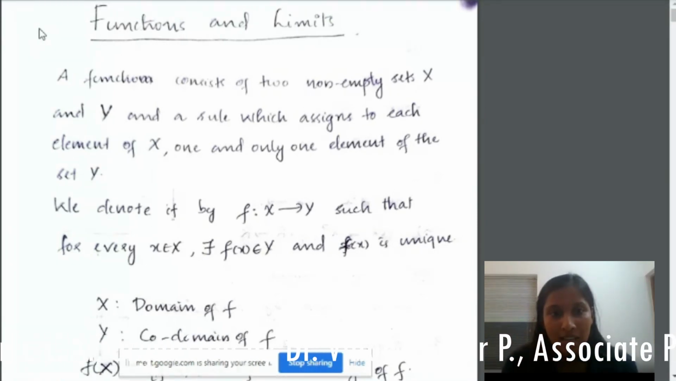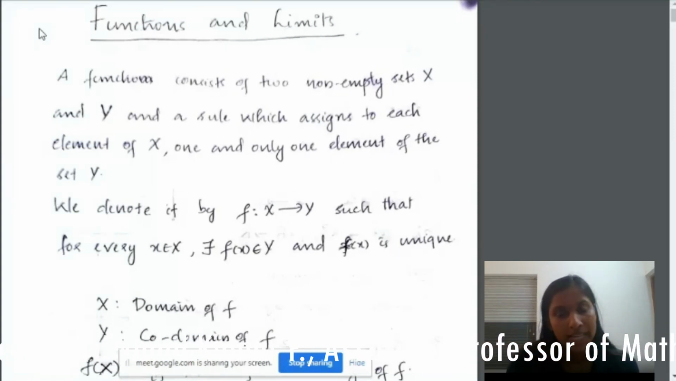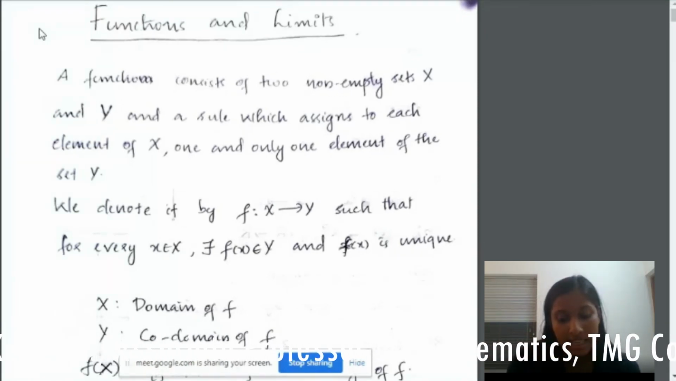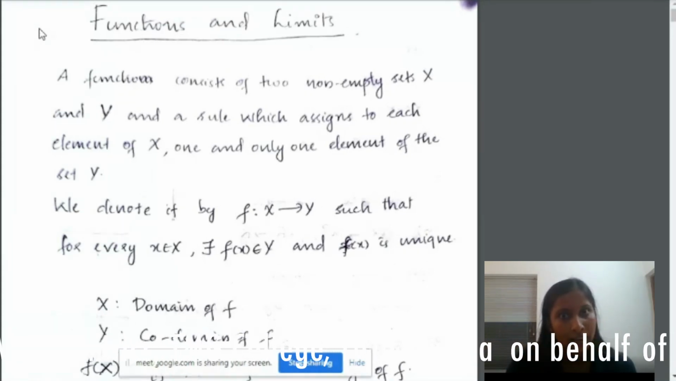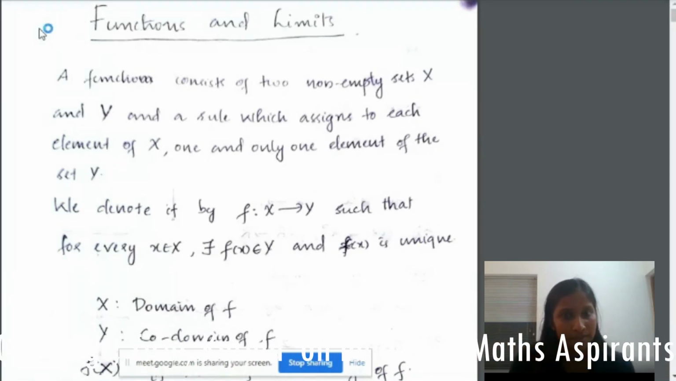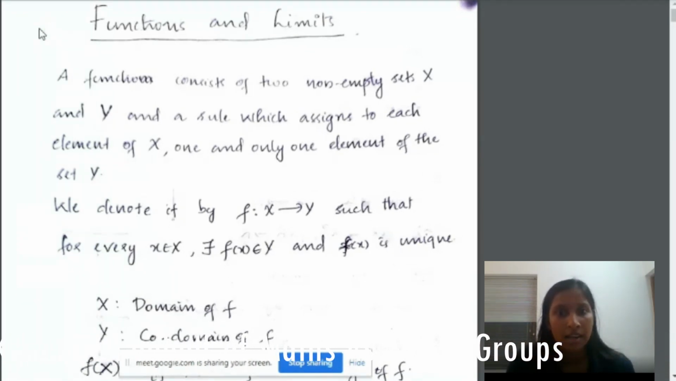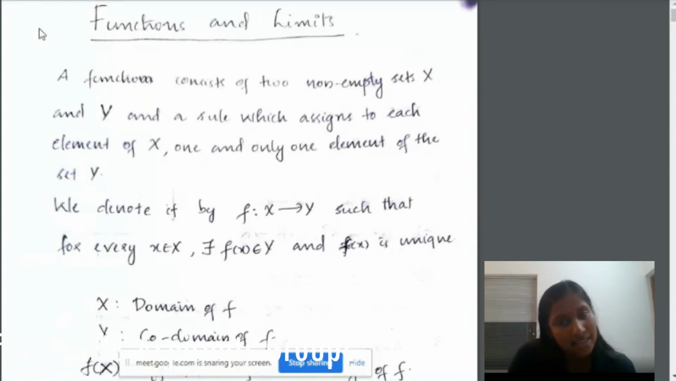So what is a function? Actually, a function consists of three elements. The first one is the starting set, the second one is the ending set, and the third is the process that the function does between the starting stage and the ending stage. So a function consists of two non-empty sets X and Y and a rule which assigns to each element of X one and only one element of set Y. So f goes from X to Y, we take any element x from X and we calculate f of x, which is a unique value from Y.